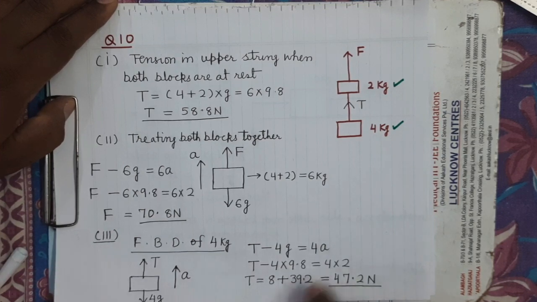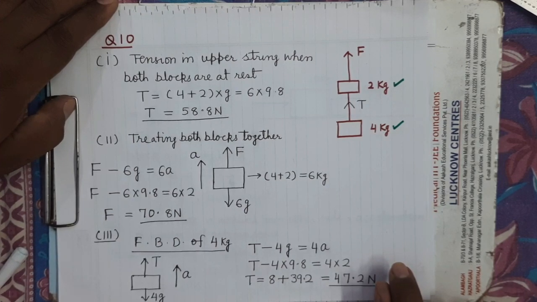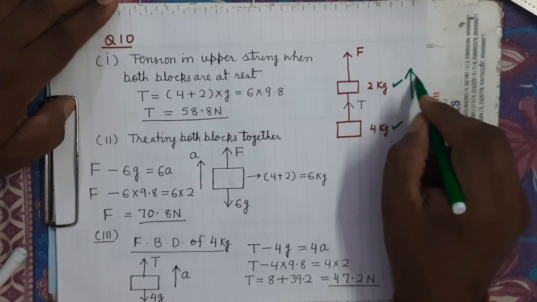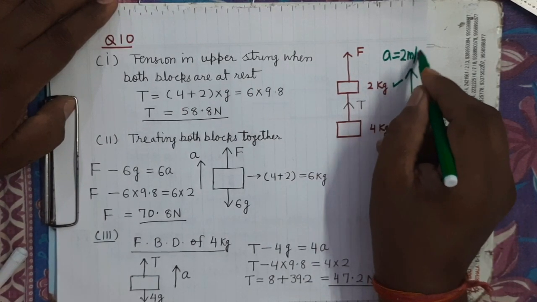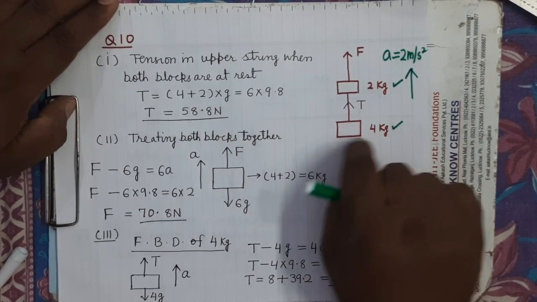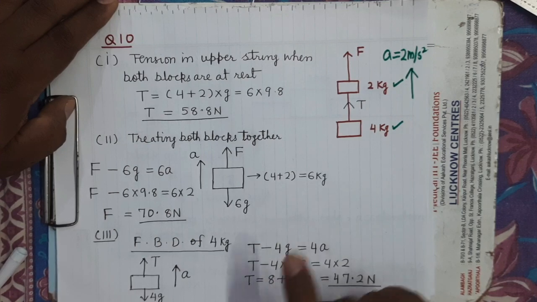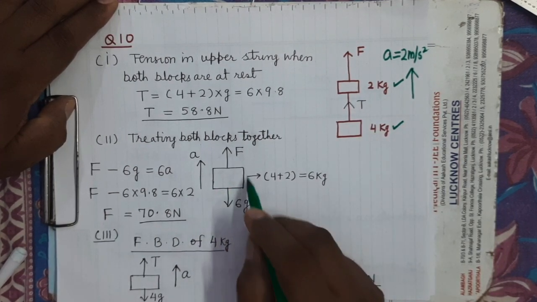Now see here, after that you have to determine what force F will have to be applied on the upper string to produce an acceleration of 2 meter per second square in the upward direction. In order to produce this acceleration, what force is applied? We have treated both the blocks together. So what is the total mass? 6 kg. So draw the free body diagram.